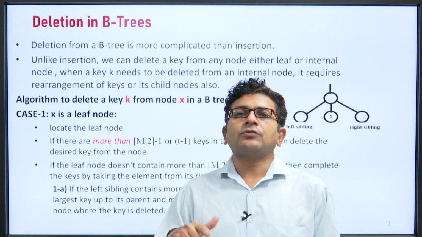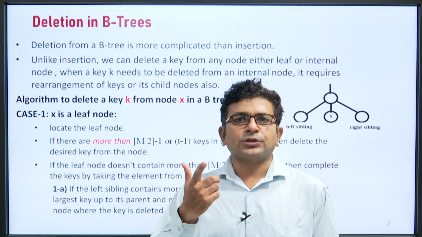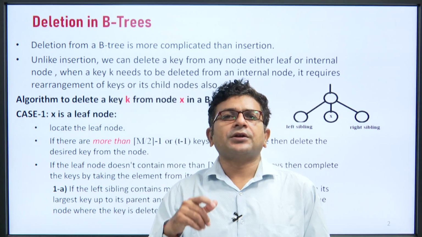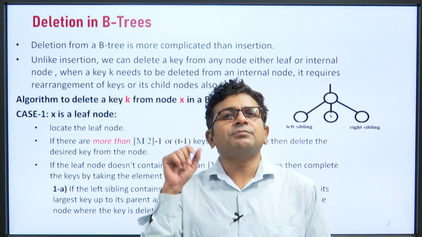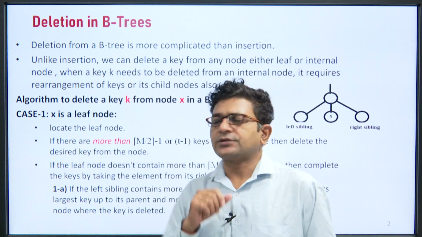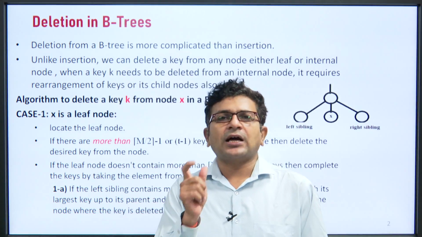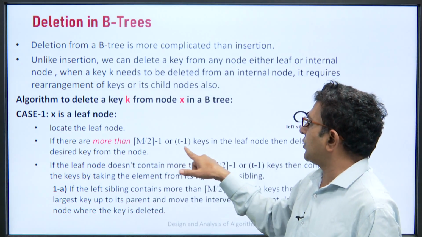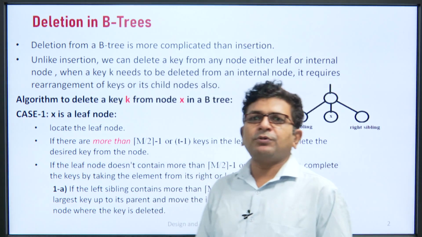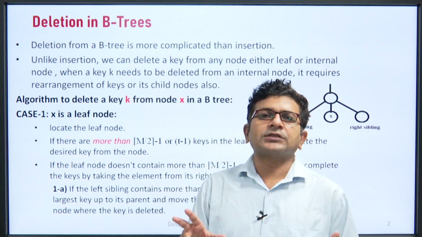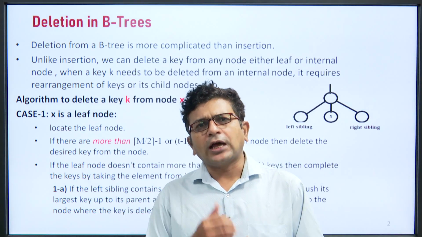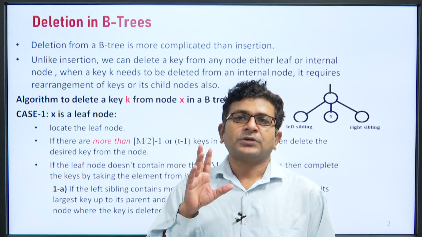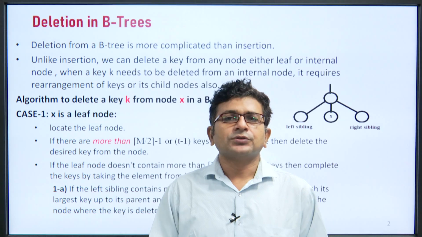What is the requirement of minimum keys in each node in a B-tree? That we already discussed in our previous lecture: every node should have at least t minus 1 keys, or m by 2 minus 1 keys. So, if that leaf node has more than the minimum keys, meaning more than m by 2 minus 1 or t minus 1 keys, we simply delete that key k from node X and we stop. But what happens if that node has only the minimum required keys, that is, not more than the minimum keys? What do we do?